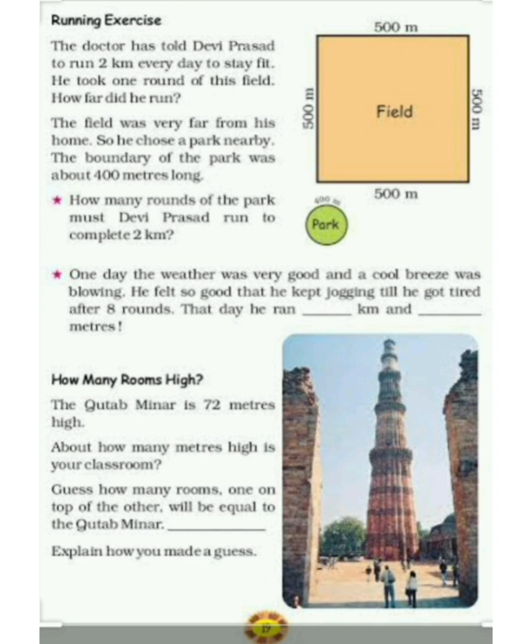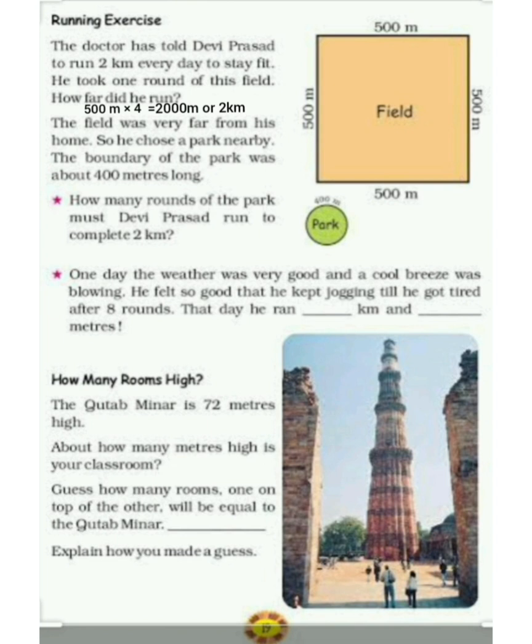Then 500 meters means how many kilometers? It has 4 sides, no? 500 multiplied by 4. So, total 2 kilometers or 2000 meters. Got it? So, he ran 2 kilometers.